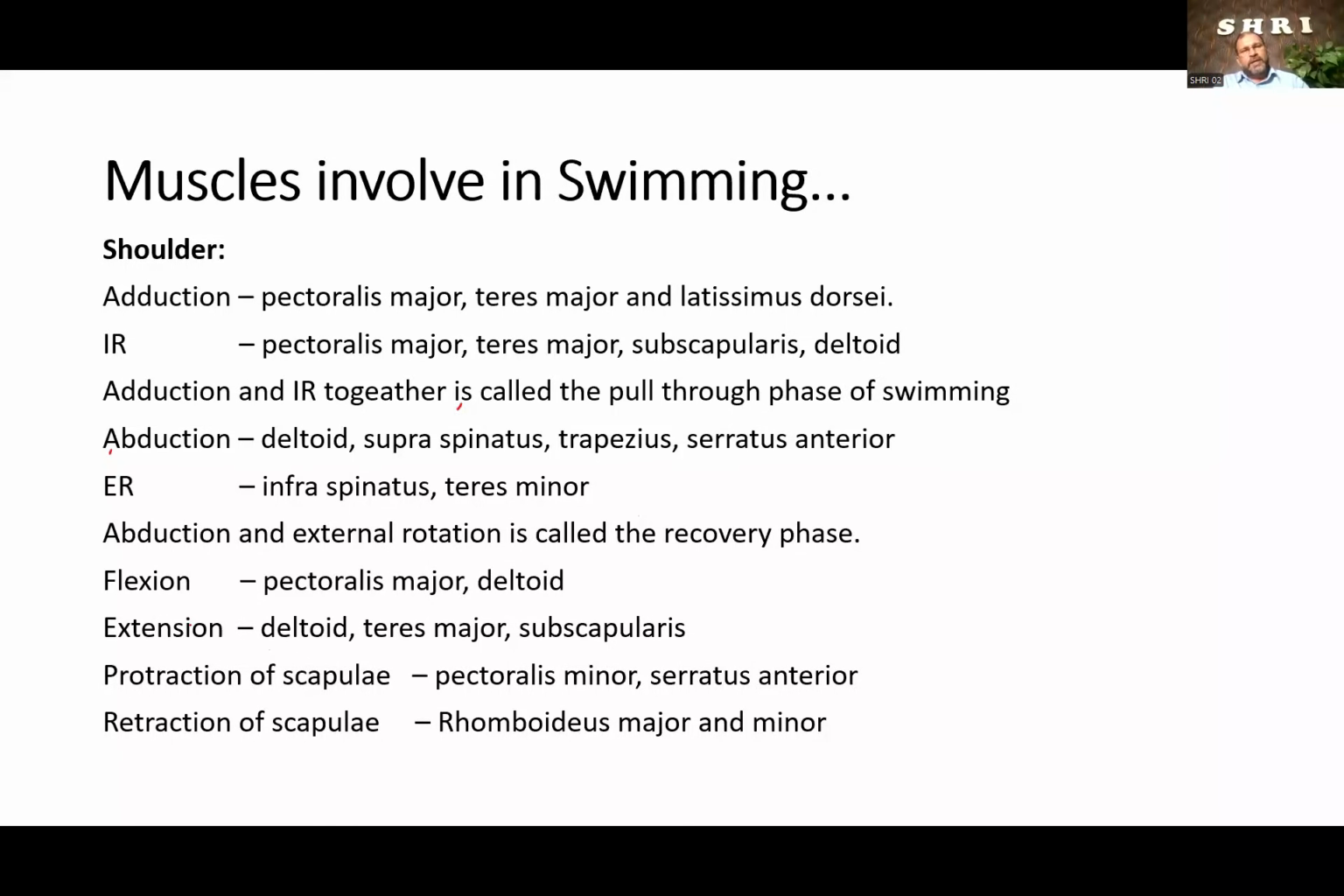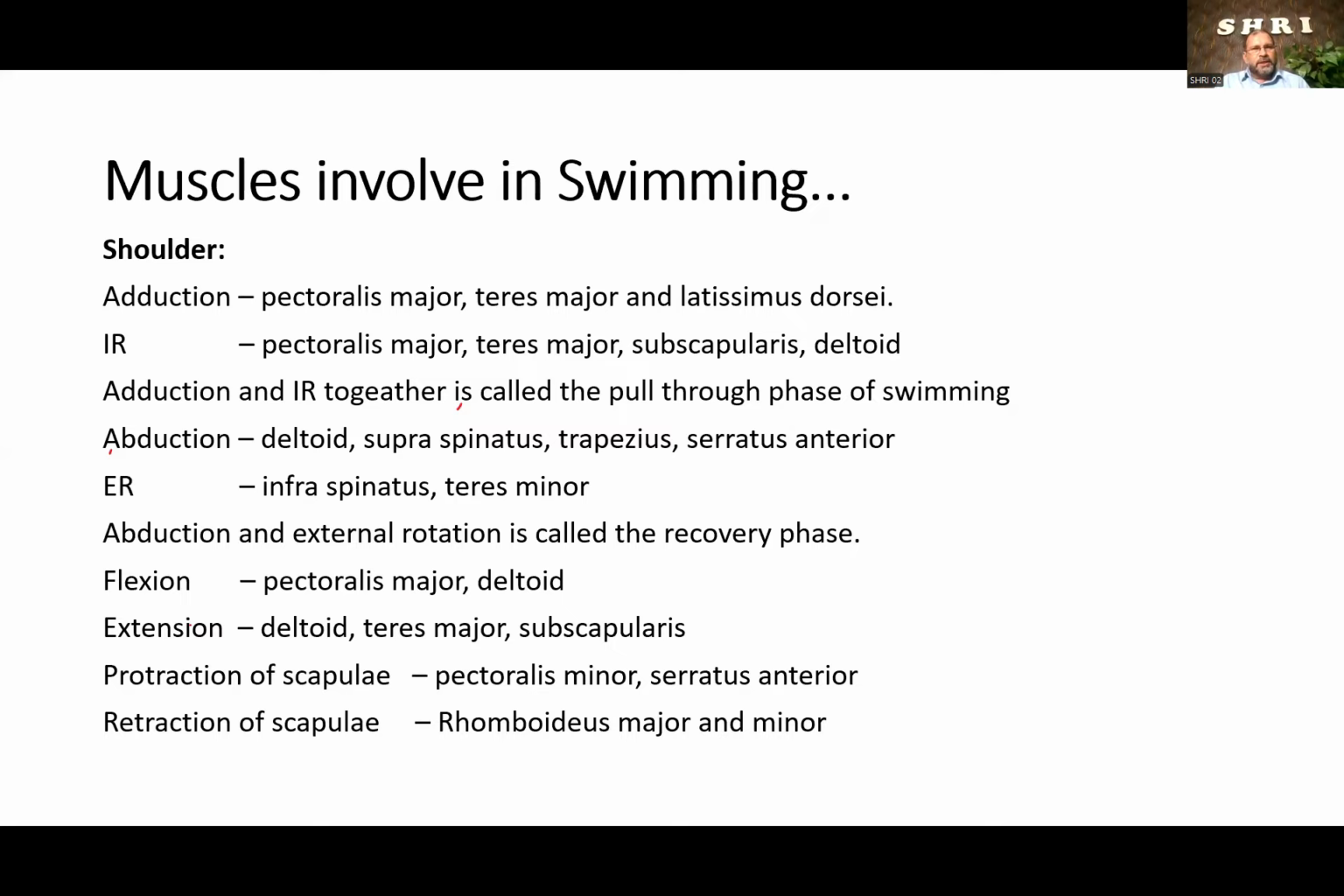So a little bit of anatomy that we learned from our medical school. I will just run through the names of the muscles. These are the muscles acting on the shoulder. Shoulder adduction is done by pec major, teres major, and latissimus dorsi. Then the internal rotation: pec major, teres major, subscapularis, and deltoid. So adduction and internal rotation together, both these movements, is called the pull-through phase of swimming.